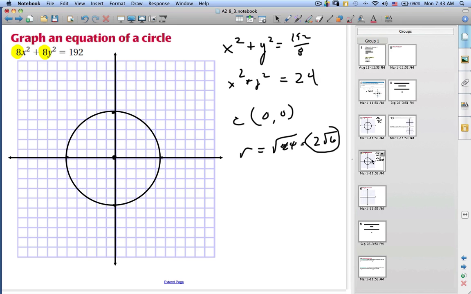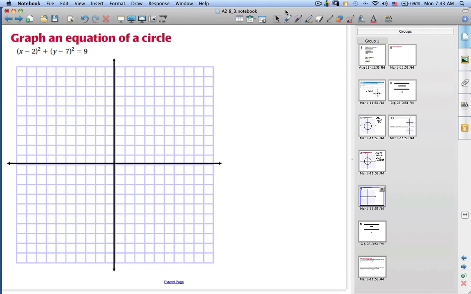If we look at this when we're not centered at 0, 0, now I need to find h and k. In this case, h is equal to 2, k is equal to 7. So I know that my center is at 2, 7. My radius will be the square root of 9, so that would be 3. So I'm going to go to 2, 7, which is 2 over and 1, 2, 3, 4, 5, 6, 7 up. And then from my center, I'm going to move by the distance of my radius: 3 to the right, 3 to the left, 3 up, and 3 down, and draw my circle.